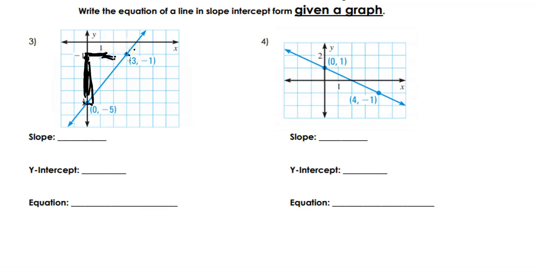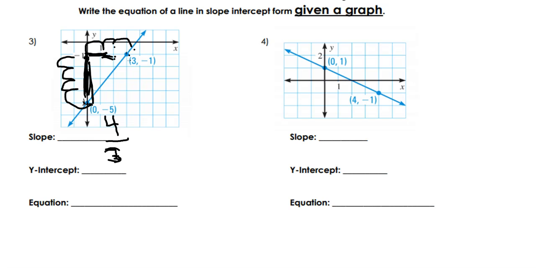So if I look at this, my rise in this problem is going to be 1, 2, 3, 4. So it's going to be up 4. So it's going to rise 4. And it's going to go over 1, 2, 3. So over 3. So my slope is going to be 4/3.